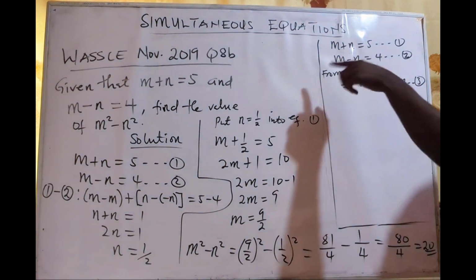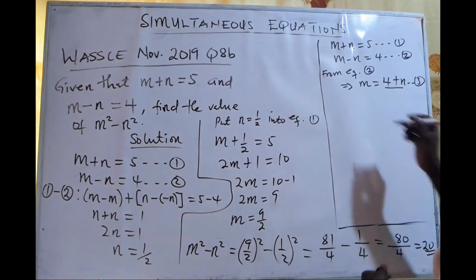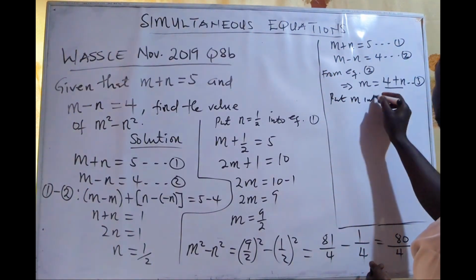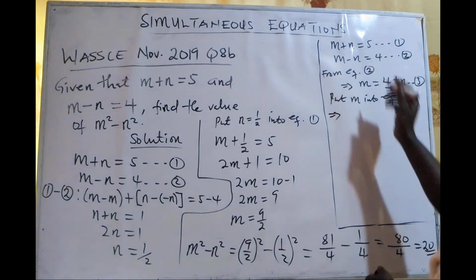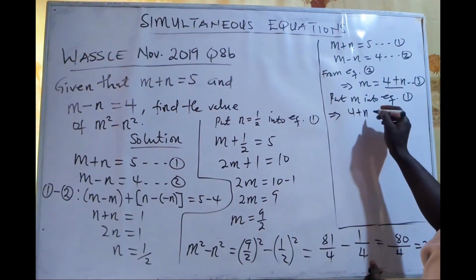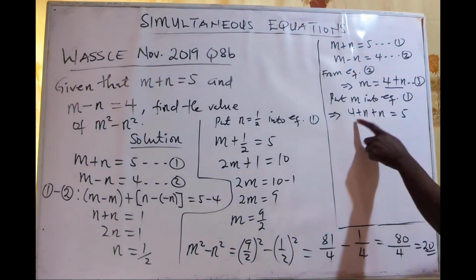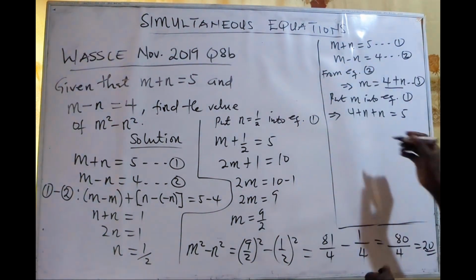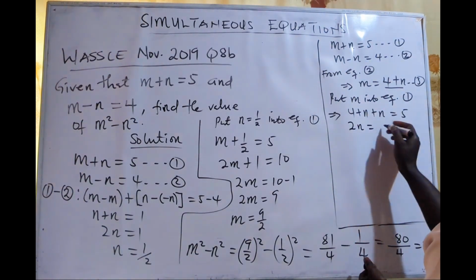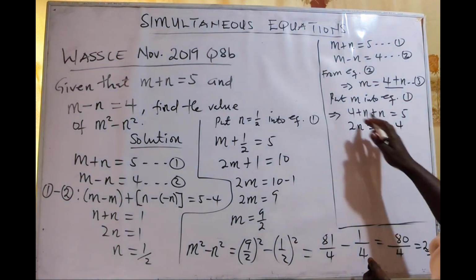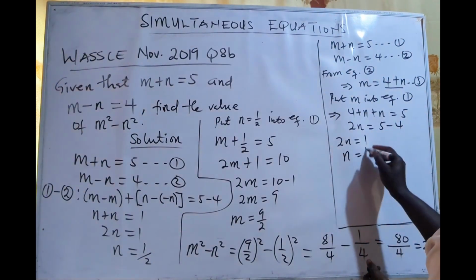Since I made m the subject in equation 2, I'm going to substitute m into equation 1, because the subject was made from equation 2. So from equation 1, m is 4 plus n, so 4 plus n plus n equal to 5. So I'll have 2n, and then 5 minus 4, so the 4 will go to the other side. So my 2n is going to be 5 minus 4, which is 1, and my n is going to be 1 over 2.